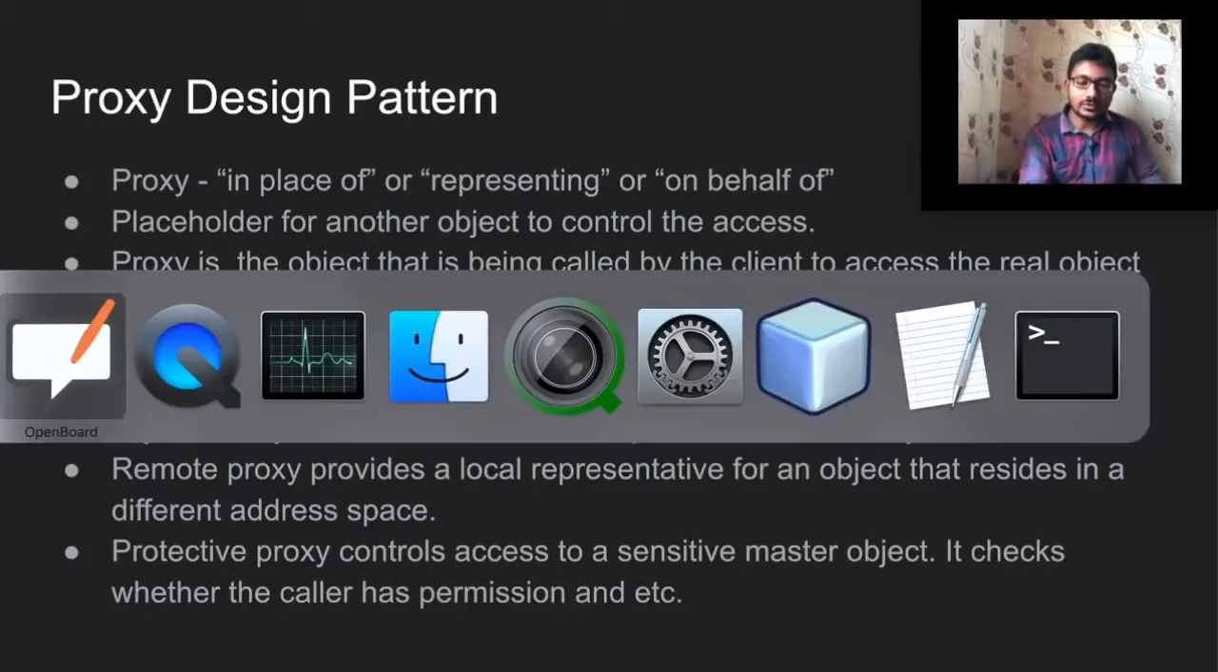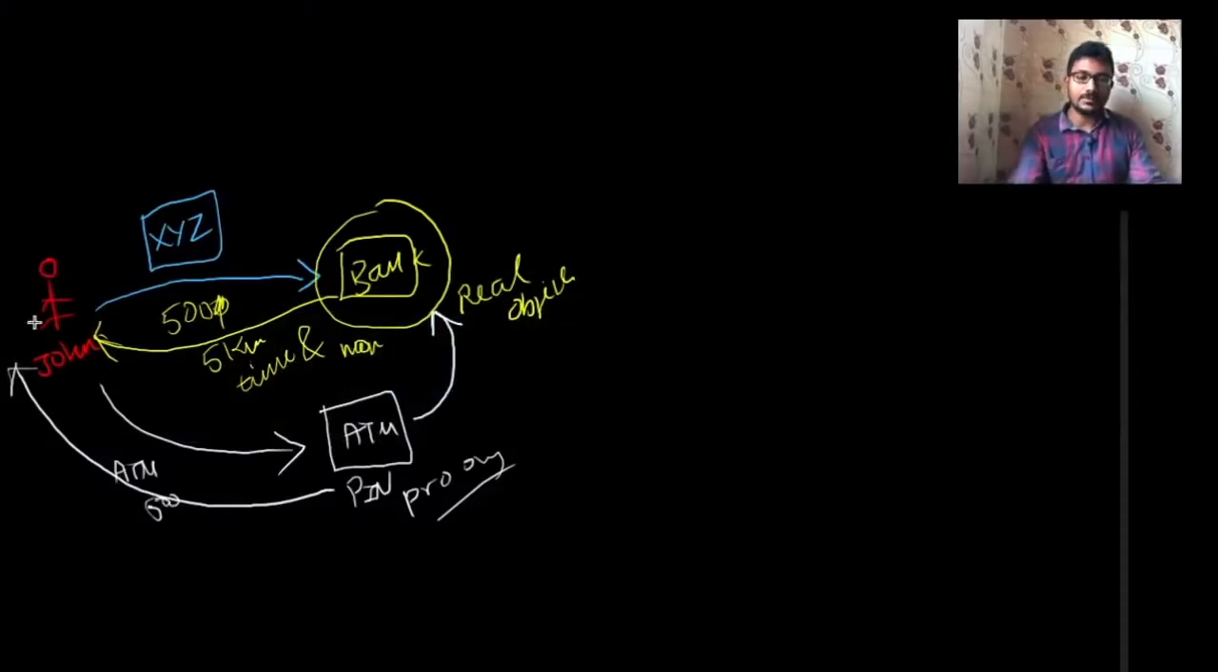So we will try to relate this to a real life example. This is the best example, according to me, for explaining the proxy design pattern using real life. For example, consider there is a person named John. He is trying to get 500 rupees from his account. He has an account in XYZ bank. So he has two options to withdraw 500 rupees from the bank. The first approach is visiting the bank.